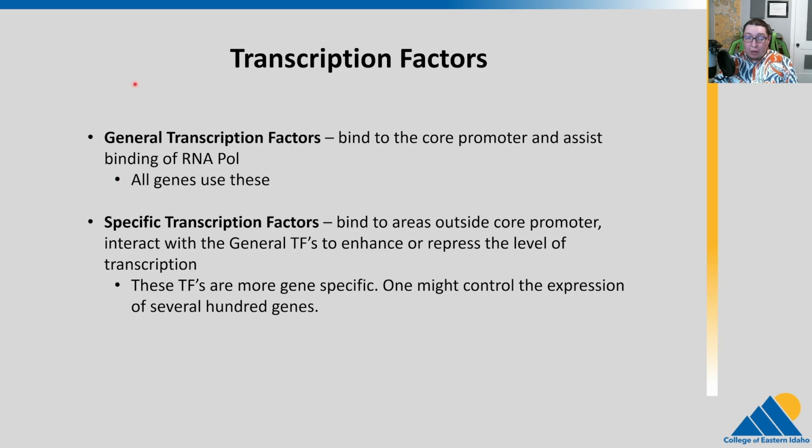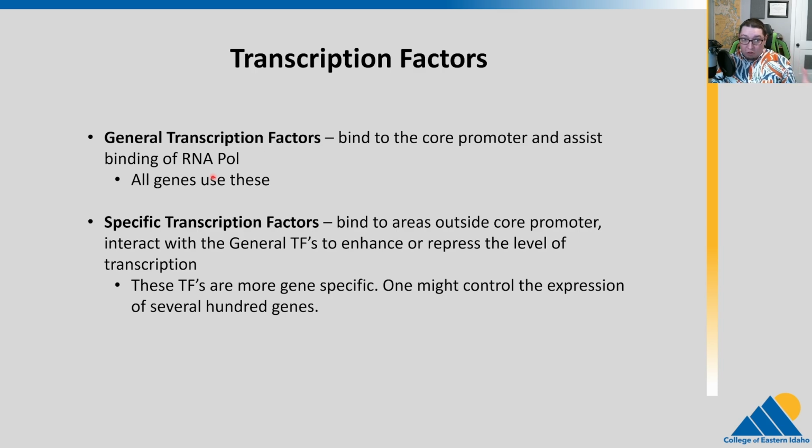There's general transcription factors. These are important in getting RNA polymerase to what we call the core promoter element, the bit that's right in front of the gene, and they help RNA polymerase bind there. All genes are going to use these general transcription factors.